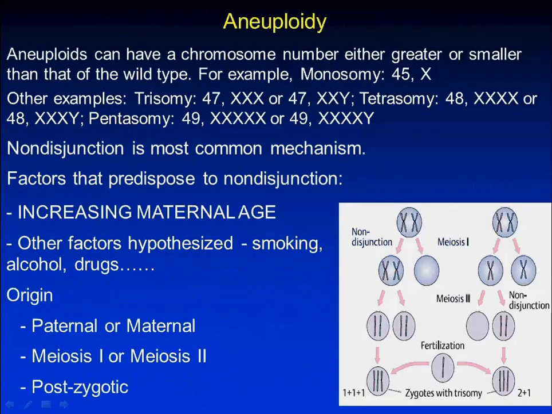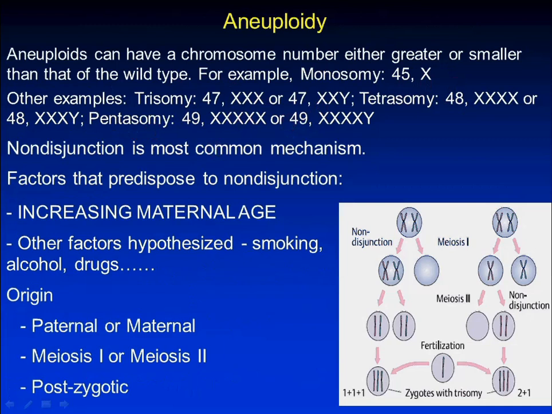Aneuploidy can have a chromosome number either greater or smaller than that of a wild type. For example, monosomy 45X has a chromosome number fewer than 46, and trisomy 47XXX, tetrasomy, and pentasomy all have chromosome number greater than 46.